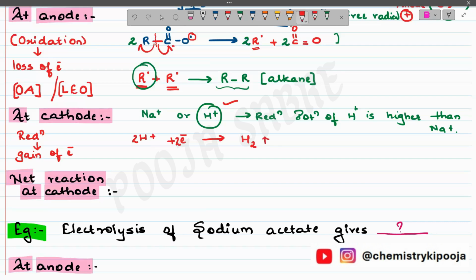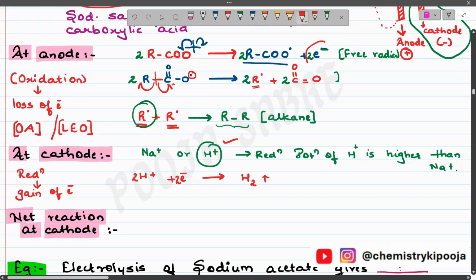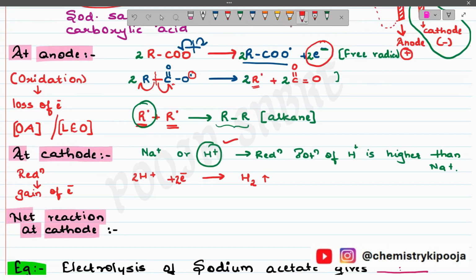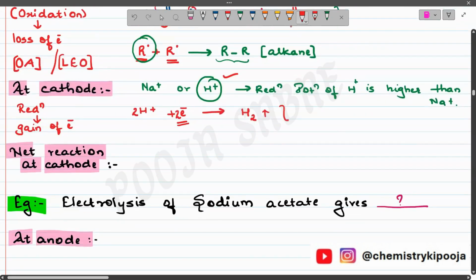Because again, one more concept. In this case, how many electrons were lost? 2. So however many electrons are lost at the anode will be the same at the cathode. I mean to say, as many electrons are lost at the anode, those electrons will be gained and reduced at the cathode. So here we have 2, then definitely in the cathode part also, we need to put 2. Clear?